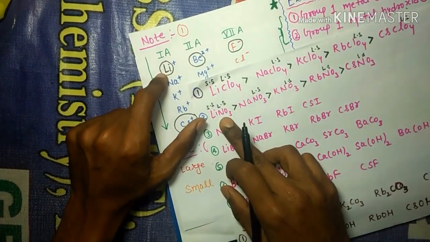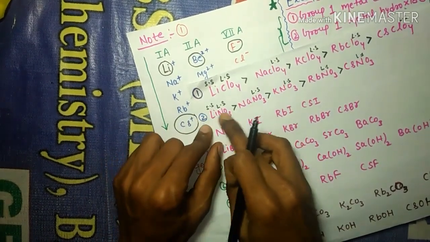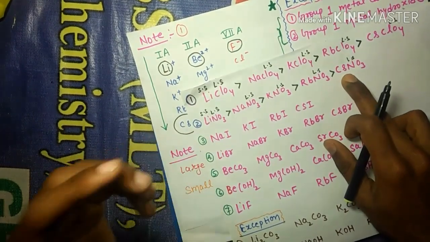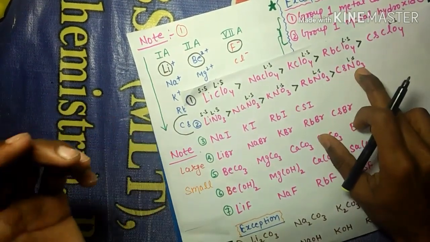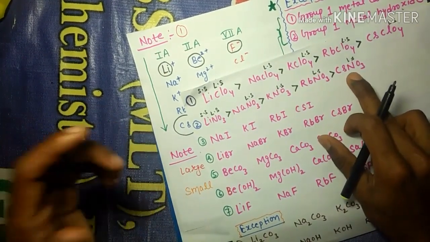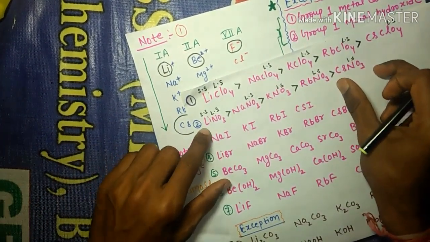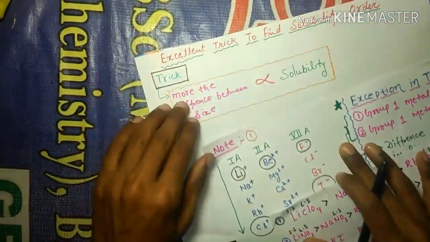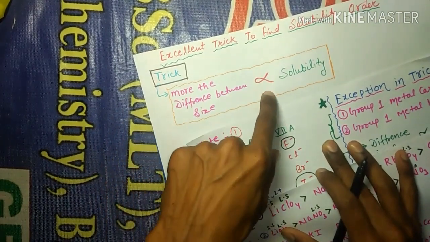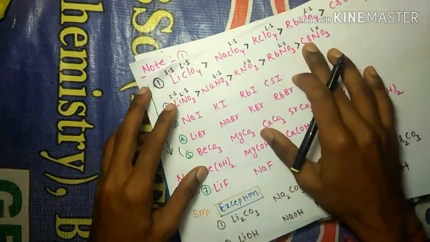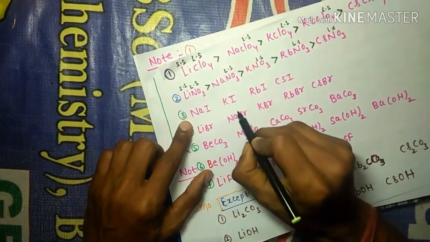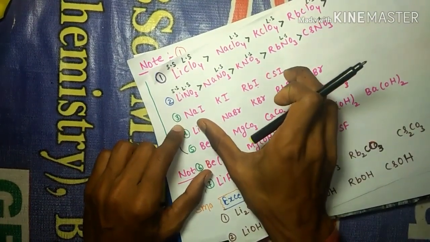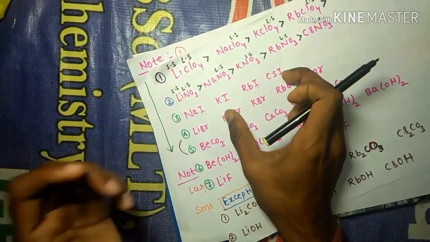Okay, because there is a large difference between their sizes, but in CsNO3, Cs has also a large size and NO3 has also a large size. That's why this has the very least solubility and LiNO3 has a very large solubility. According to the trick, the more the difference between the sizes, the more the solubility. Okay. Now see question number 3. NaI, KI, RbI, CsI. Now we have to arrange the following in solubility order.